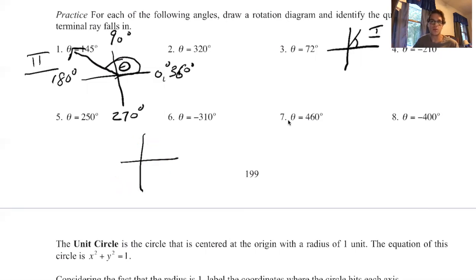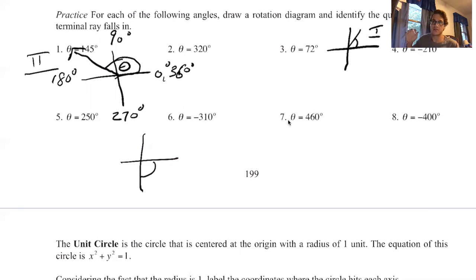But we still want to use those quadrant angles as our checkpoints and our guides, just in reverse now. So remember, each time you hit the other axis, you've gone another 90 degrees. It's the same idea if you go this way. It's just you've gone negative 90 degrees, negative 180, negative 270, negative 360, right? So in number 6, negative 310 degrees. Well, that means I go backwards, so I have to go at least 90 degrees.